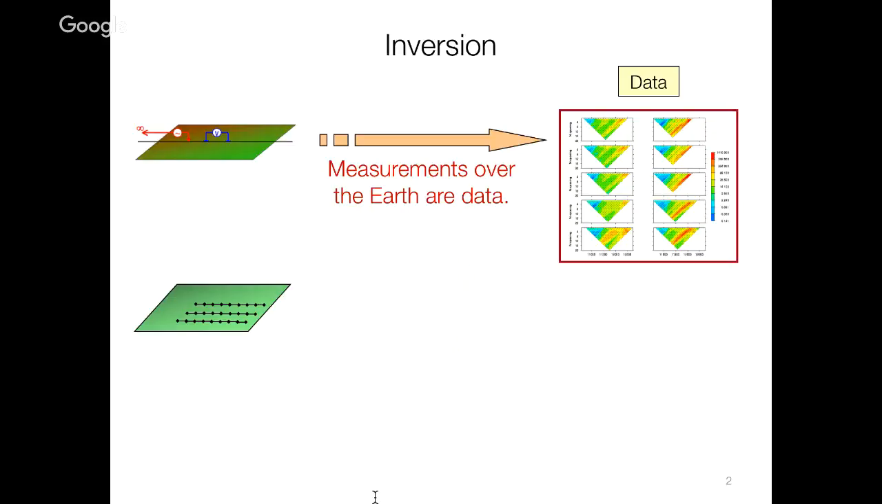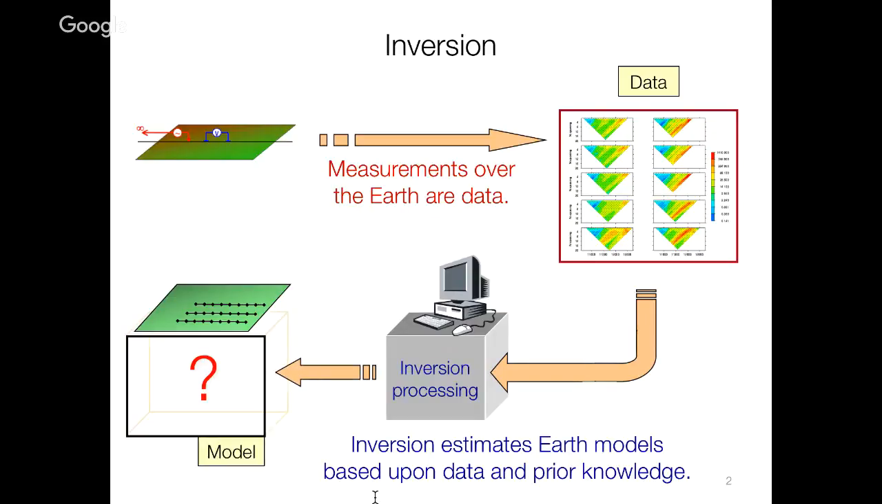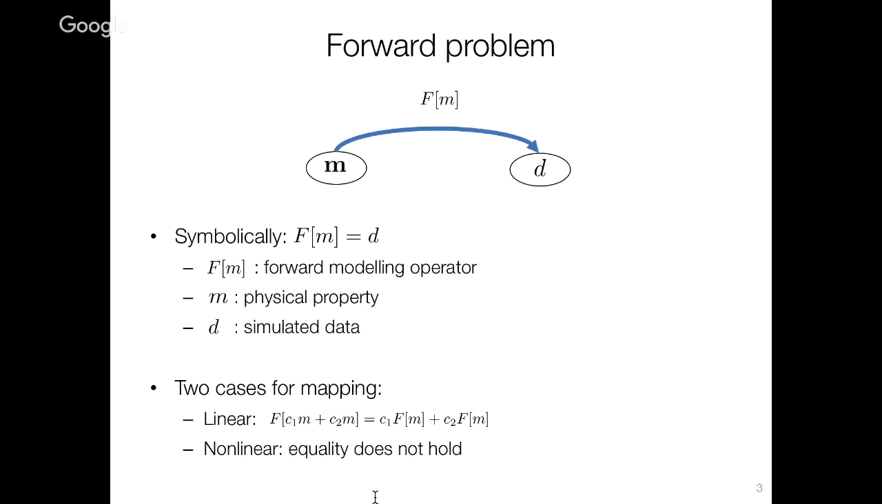We've got some data, and then the question is, what is the Earth model that gave rise to this? What's that distribution of physical properties that actually gave rise to these data when that was the particular survey? So I just want to establish a little jargon at this point, just to make sure that the words that we're using are completely understood.